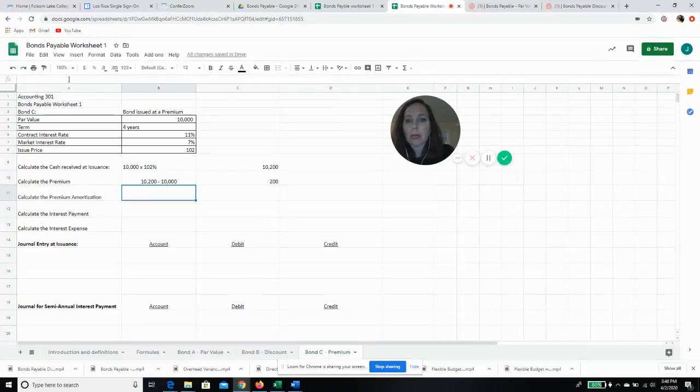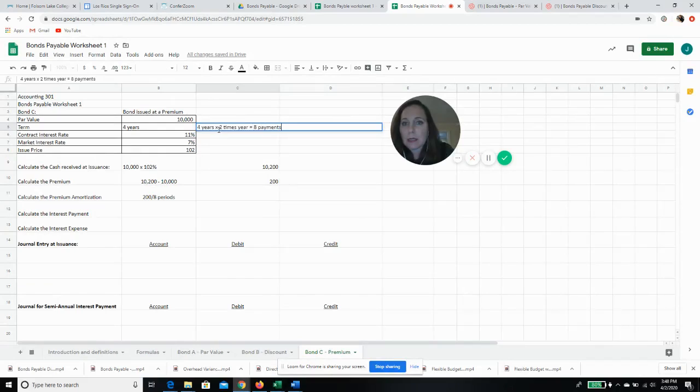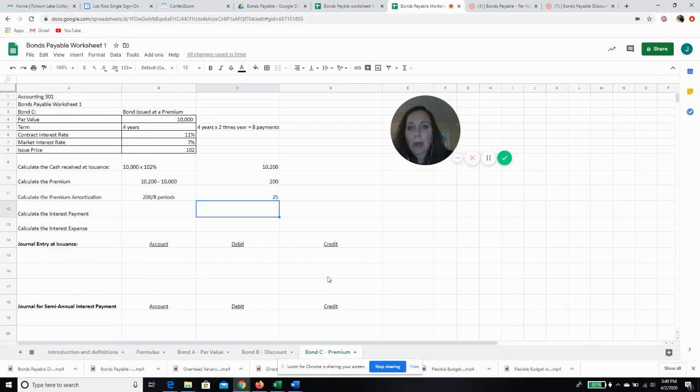To calculate our premium amortization, we're going to take the premium and divide it by the interest payment periods, which is going to be 8 periods. We get that because up here we know 4 years, and we're paying semi-annual interest, 2 times a year, which equals 8 payments. So it's going to be 200 divided by 8. Every time we make an interest payment, we are going to amortize our premium, $25. By the time we've made all 8 payments, our premium will be 0.